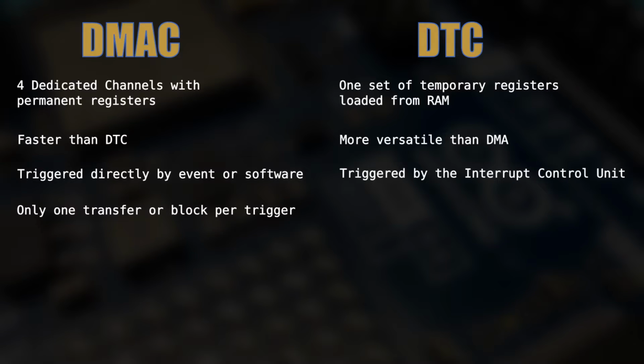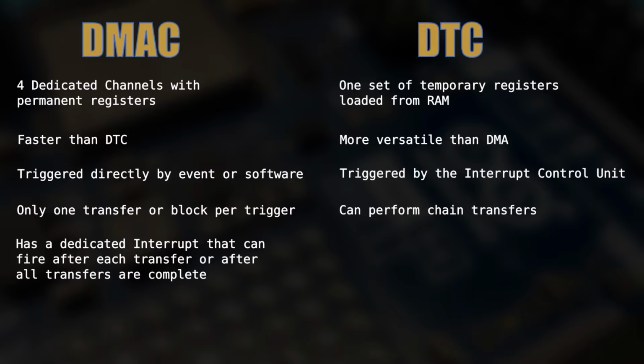Because of its static settings, the DMA controller can only perform one transfer per trigger. Now, that might be a multi-byte transfer, but only one set of transfer settings can be used. The DTC can perform chain transfers, where at the end of one transfer, it loads another set of settings and just keeps going. There is a dedicated interrupt for each DMA channel, and it can either be called after each transfer or after a whole set completes.